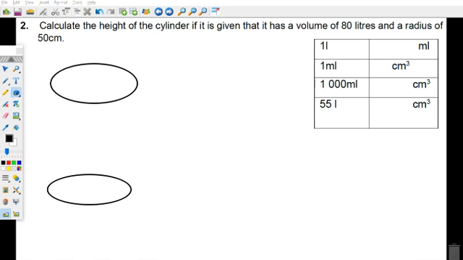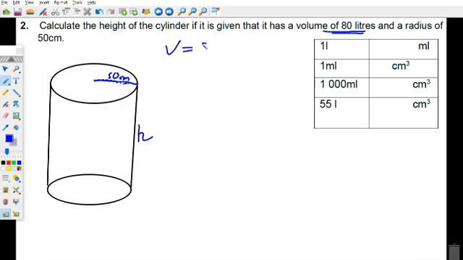There we go. In our minds, we have seen that it is a cylinder, so it looks something like this. We're trying to find the height. We are looking for this value here. They've told you that my radius is 50 centimeters. The other piece of information they've given you is the volume of 80 liters, so the volume is equal to 80 liters.